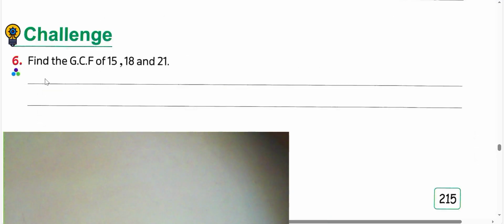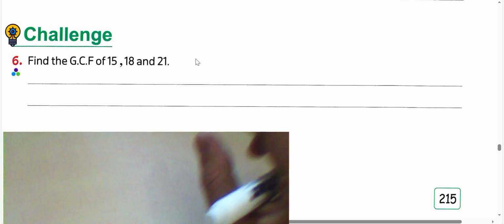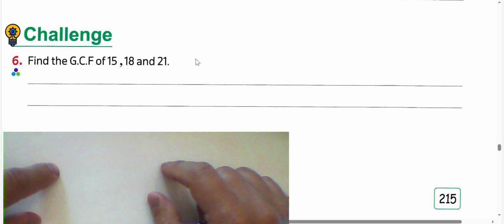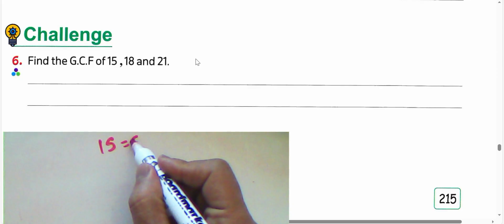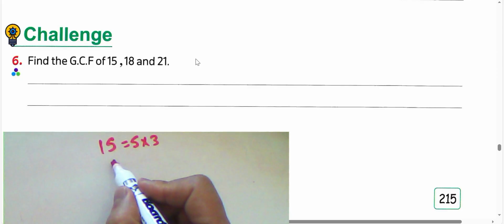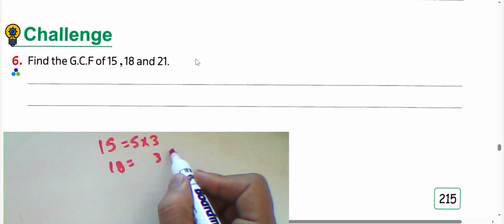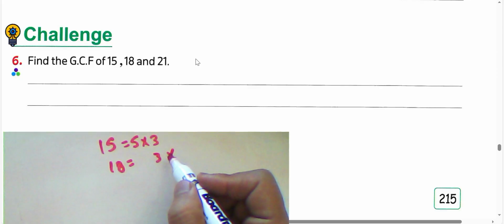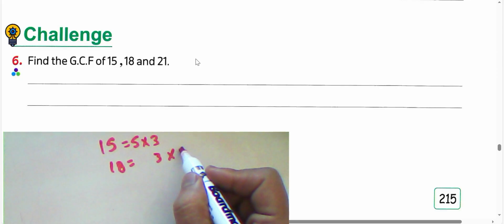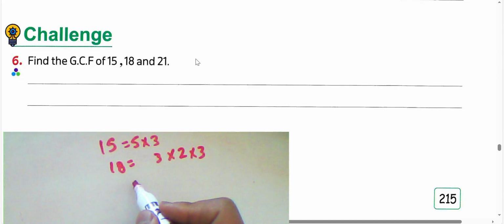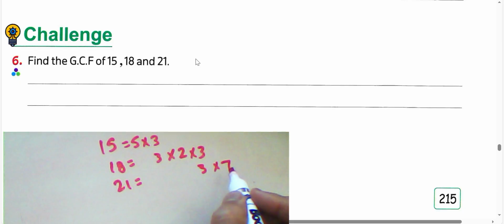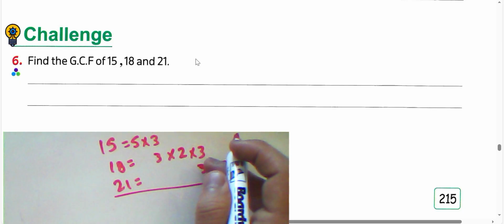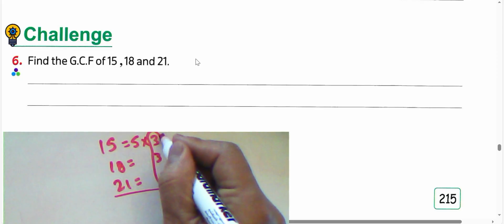And challenge: find the greatest common factor of 15, 18 and 21. The greatest common factor between them equals 3. 15 equals 5 times 3 and 18 equals 3 times 6. 6 equals 2 times 3 and 21 equals 3 multiplied by 7. Then the highest common factor between them equals 3.